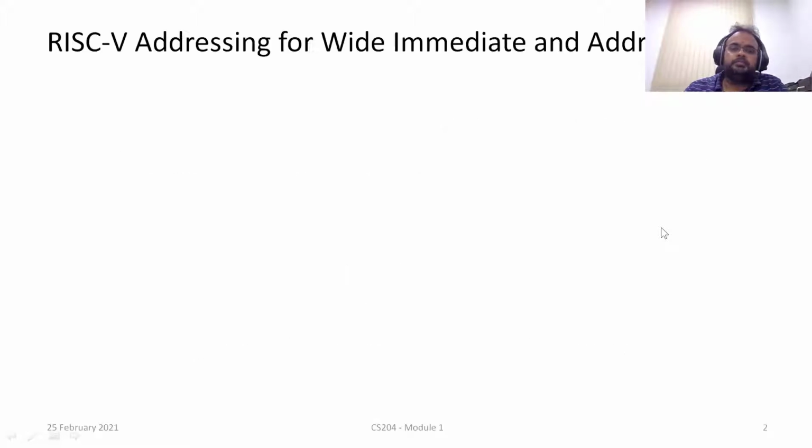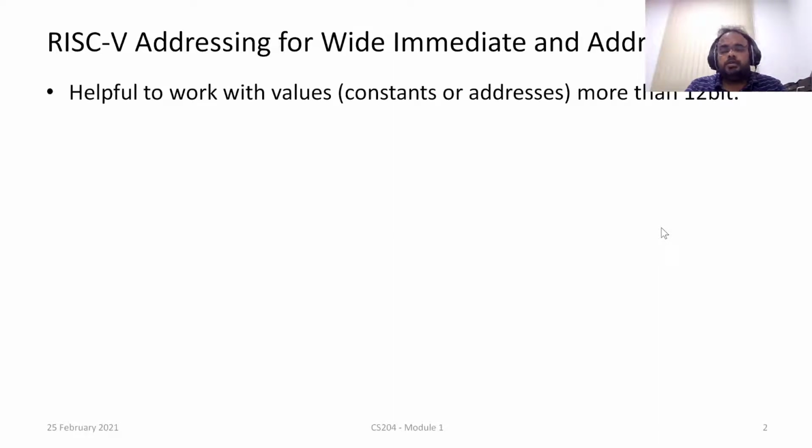Now, a couple of questions we already faced from some of your friends in the class are how to deal with either addresses or values which are greater than 12 bits. Because the immediate field in almost all the instructions we have seen so far is limited to 12 bits. So how do we handle values which are bigger than 12 bits? RISC-V provides two instructions. The very first one is load upper immediate.